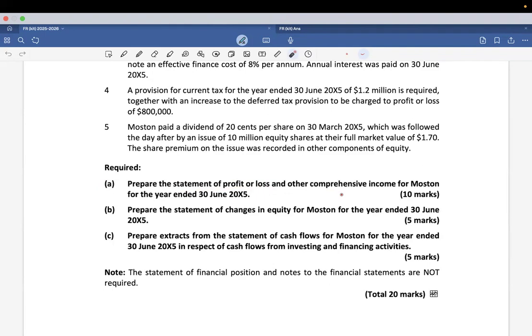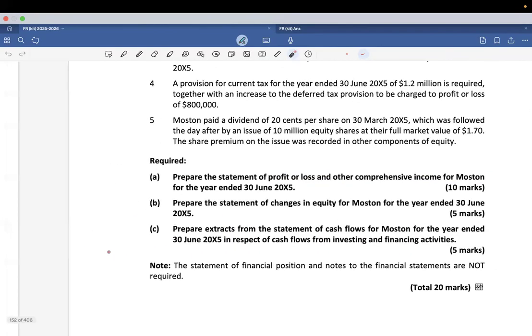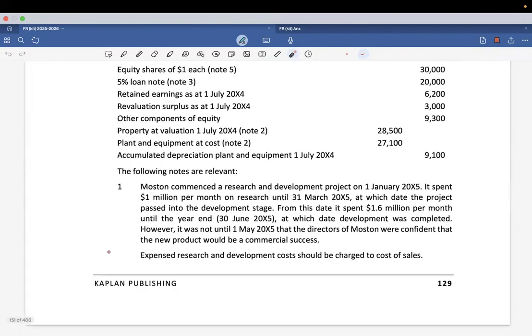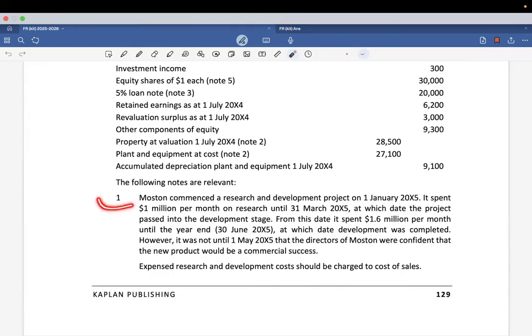Understood? So you have to prepare an SOPL and OCI. Then you have to prepare SOCE and then extracts from cash flows. Cash flows is something that we have not yet taken, so we are going to skip the C part. Clear? What I want you to do is the first note.